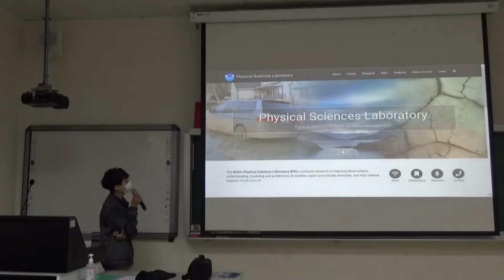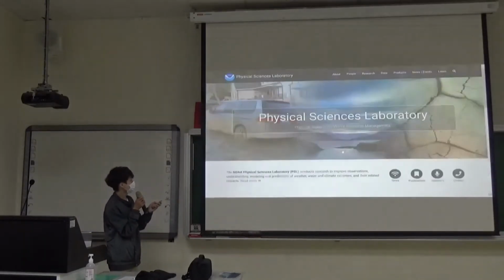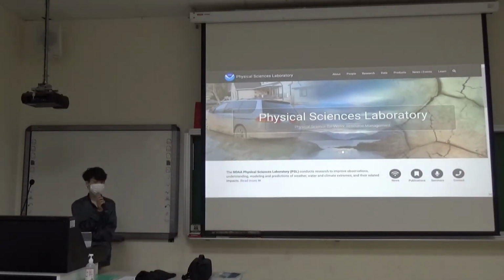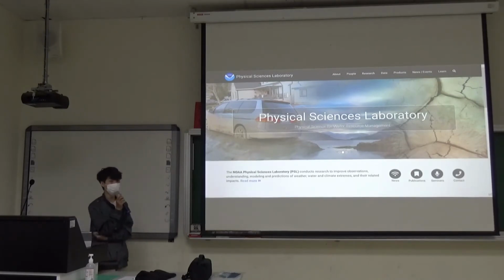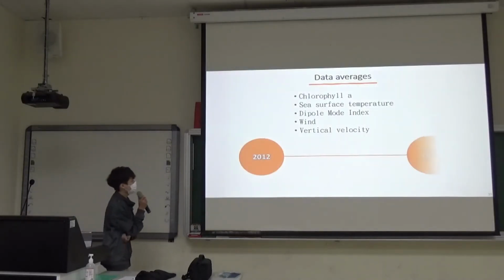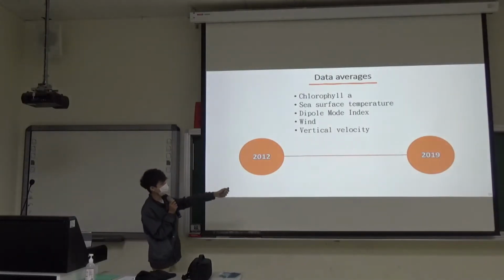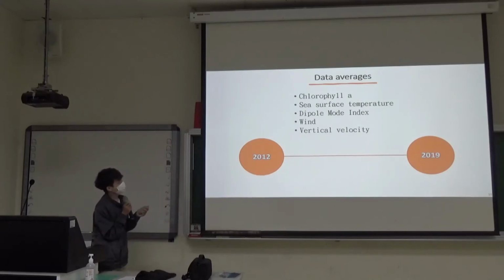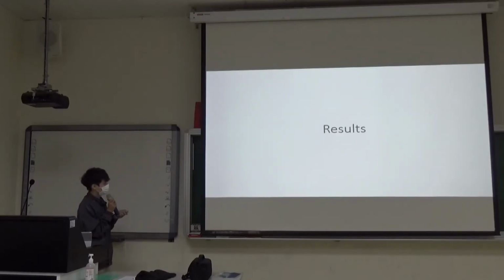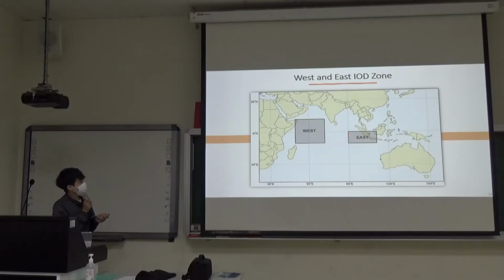Combined with the data from the NOAA Physical Sciences Laboratory, such as the vertical velocity of water, we can understand the mechanism of abnormal biological activity. All data are monthly averages from 2012 to 2019, including chlorophyll A, SST, DMI value, etc. This figure shows the west and east IOD zones.